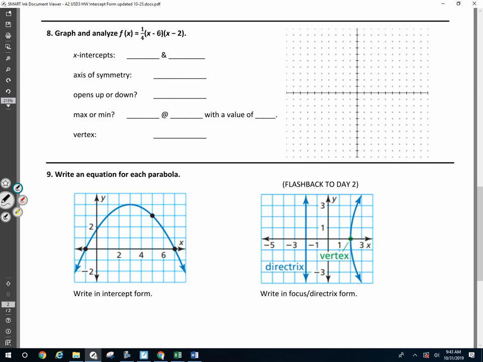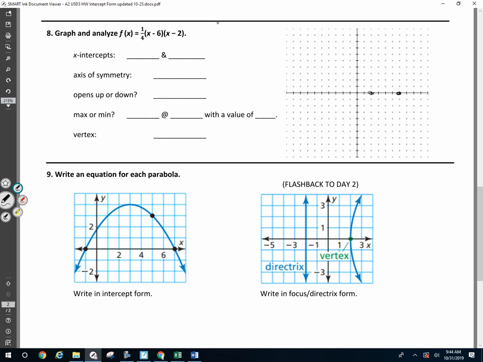Graph y equals x minus 6, x minus 2. The x-intercepts are 2 and 6. Easy. Midpoint: 3 and a half? No, 4.